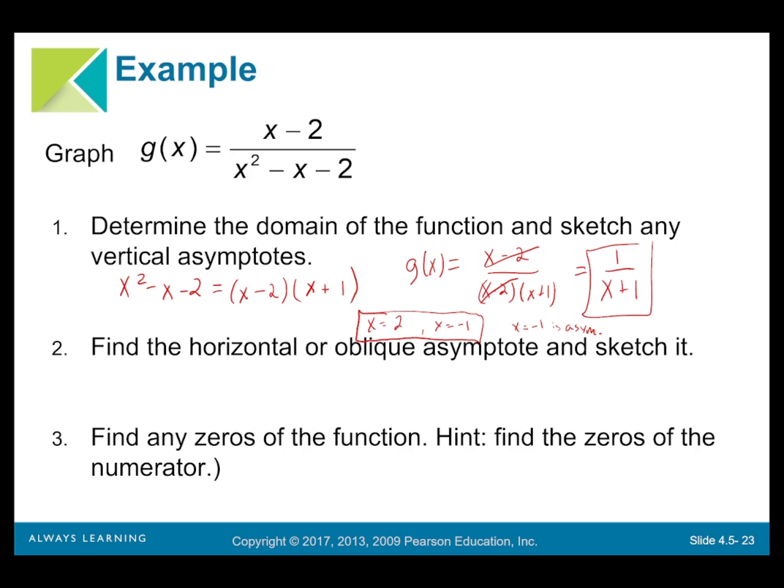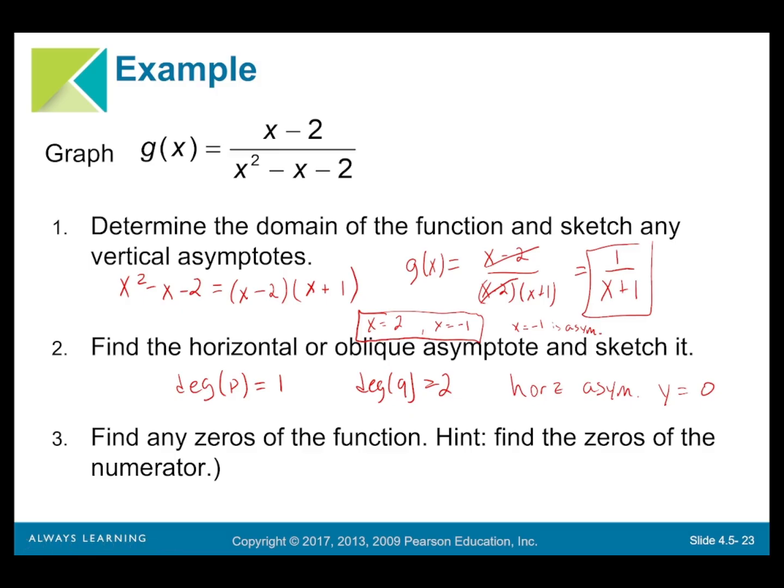Now looking at our horizontal or oblique asymptotes, we again have the case where x squared is the largest term in our denominator, and so it's setting the trend for the overall function. We know that this function is then going to go to 0. To write that down, the degree of p is 1, the degree of q is 2, and so therefore, horizontal asymptote at y equals 0.